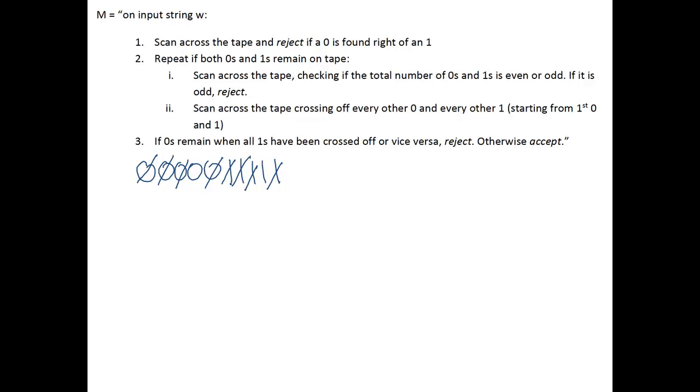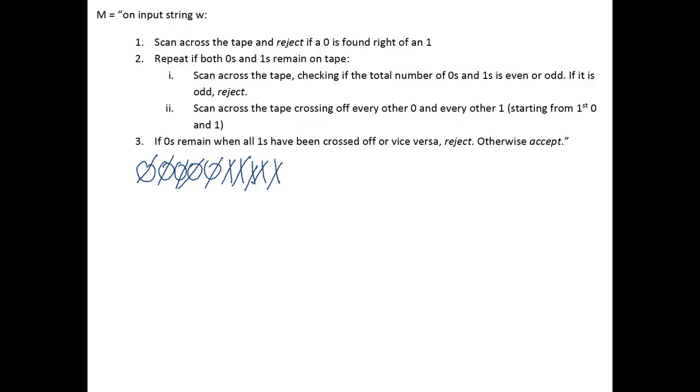Okay, so it's 2i. We go back up to 2, check the condition. Both zeros and ones remain, so we go back into 2i. Okay, we check. There's 1 zero and 1 one, so 2 is even. We continue. 2i, we cross off this 0 and this 1. And now, when we go back to check the condition in 2, we're going to fail because there are no zeros and no ones remaining on the tape. Each one is crossed off.